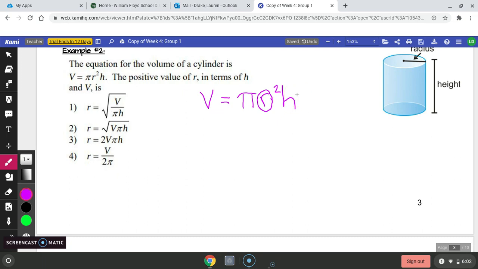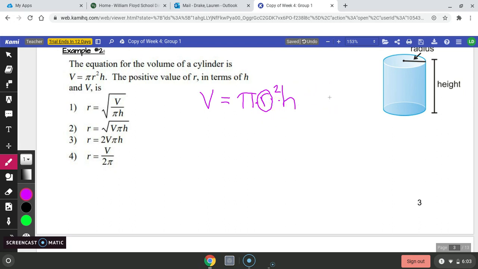Remember, when we undo operations, we want to go in the opposite of the order of operations. So first I want to undo addition or subtraction. Do I see any addition or subtraction over here? I don't. Do I see any multiplication or division? I see multiplication. So remember, this pi in front of the r squared is really multiplication, and the r squared and then the h next to it is also multiplication. Okay, so I actually want to do two things that are being multiplied. I can undo them at the same time since they're just letters.